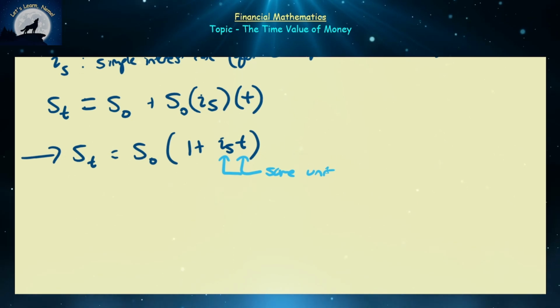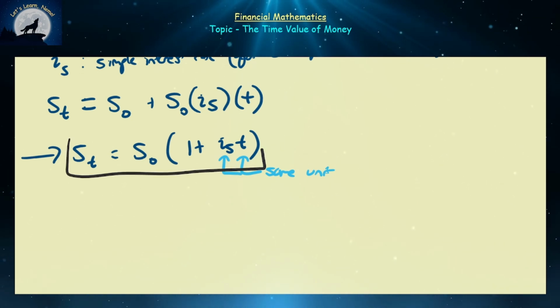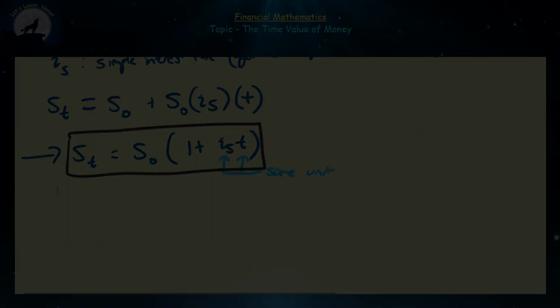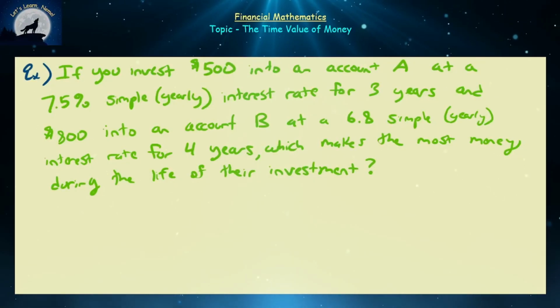So now that we have this general structure associated to simple interest rate, let's look at an application that actually uses this formula to figure out which type of account we should invest in based upon different interest rates and different lengths of time. Let's assume that you invest $500 into an account A at a 7.5% simple yearly interest rate for 3 years. And let's also assume that you invest $800 into an account B at a 6.8% simple yearly interest rate for 4 years. Which makes the most money during the life of their investment?